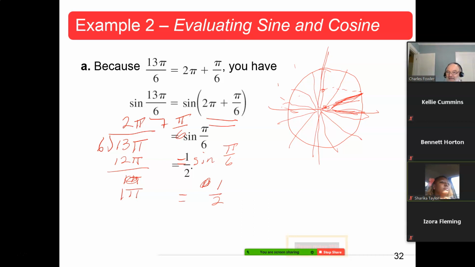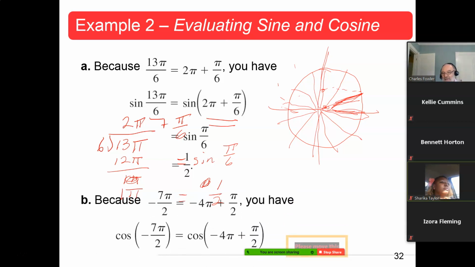Okay, now the B part here, what is minus 7 pi over 2? Well, if you want to do it the long way around, here we start here and go minus 1/2 pi, minus 1 pi, minus 3/2 pi, minus 2 pi, minus 5/2 pi, minus 3 pi, minus 7/2 pi. There we are, right there. Minus 7/2 pi.